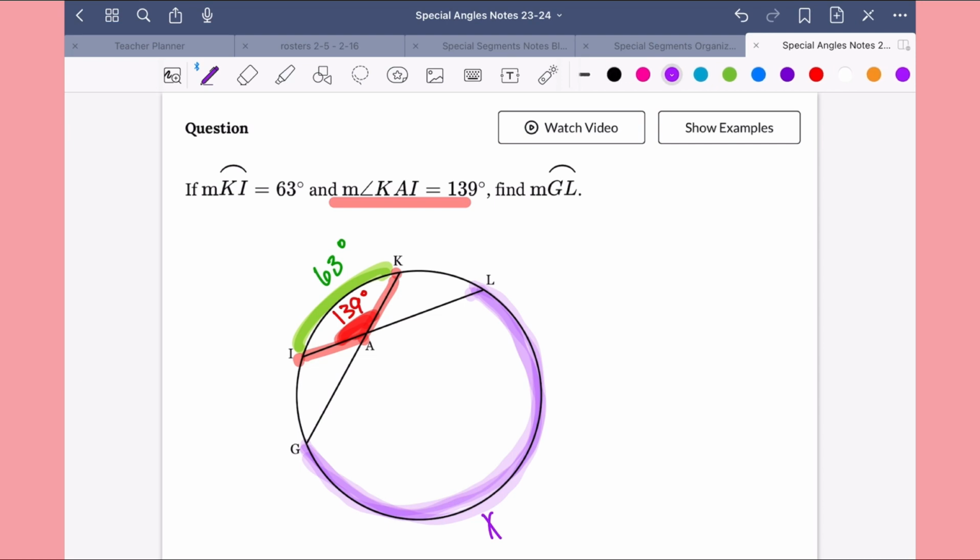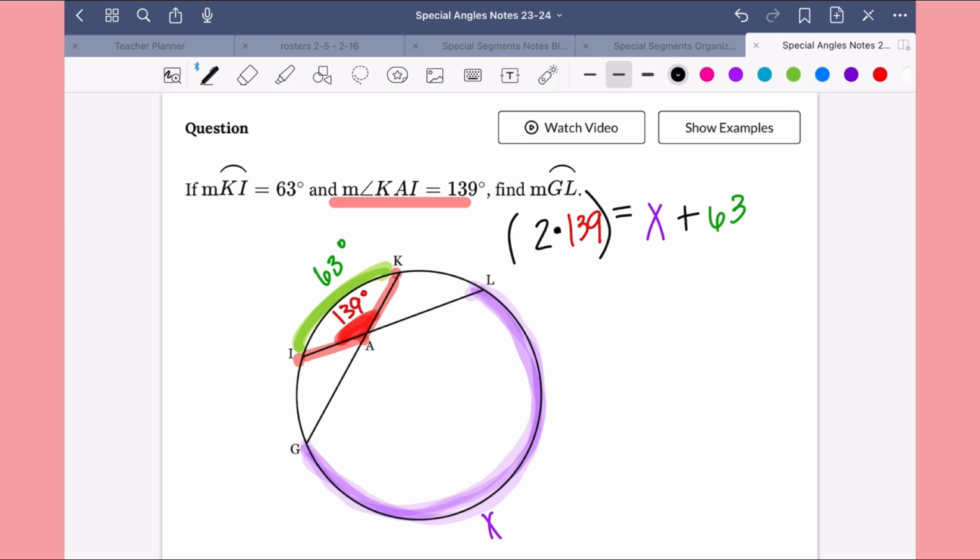Okay, it's inside. So my formula is 2 times your angle. How much is your angle? 139. Equals your big arc, which is X, plus your little arc, which is 63. Okay? All right, let's do some math. 2 times 139, 278. Okay, and then we have X plus 63. You can't add those because it's a letter and a number. Can't add variables and numbers.